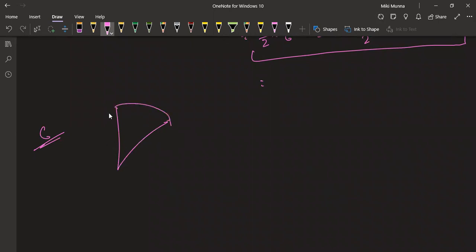Now they're giving that the perimeter is 20. What do we know about perimeters? Perimeter means the sum of the lengths of all the sides. So if this is R, and this is S, the arc length, then perimeter is R plus R plus S. That means twice R plus S.